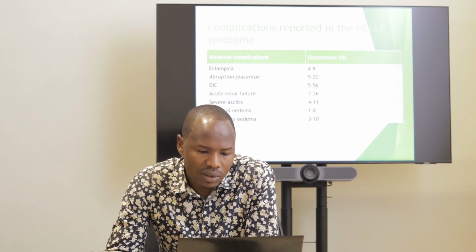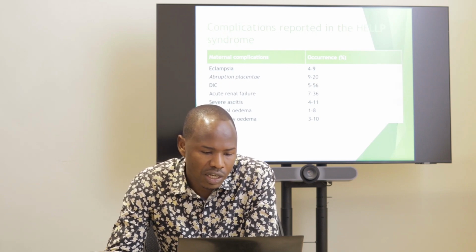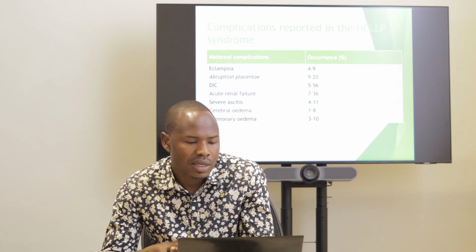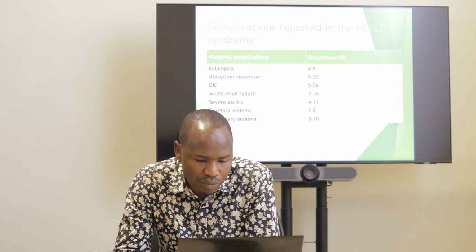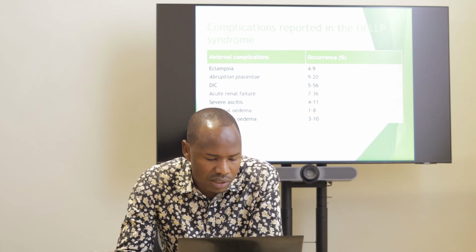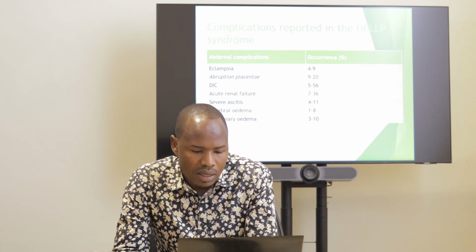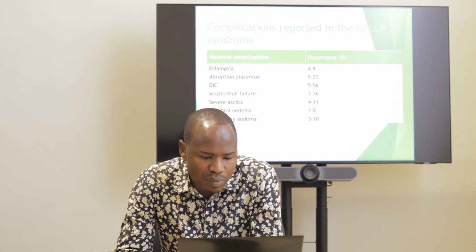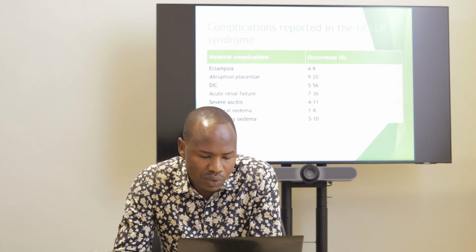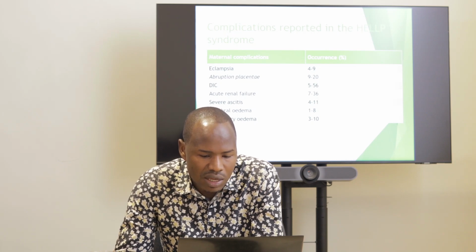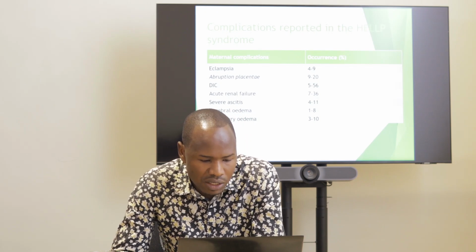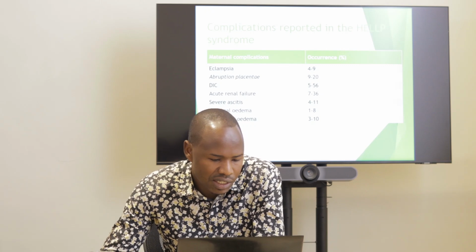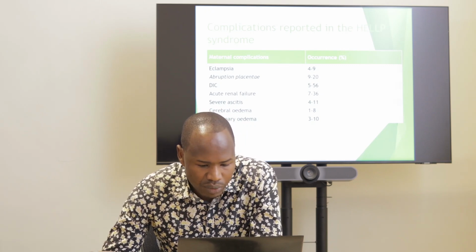Complications reported in HELLP syndrome are given in this slide: preeclampsia accounting for 9%, abruptio placenta, DIC. DIC means disseminated intravascular coagulopathy. It has 56%, which scores high. It means after delivery you have to make sure that you monitor the client for DIC and also acute renal failure, severe ascites, cerebral edema, and pulmonary edema.